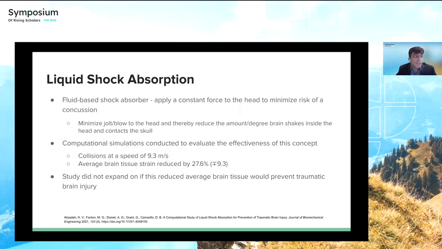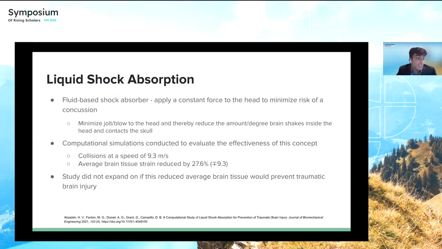The second mechanical preventative measure I researched was the liquid shock absorption model. This fluid-based shock absorber applies a constant force to the head to minimize the risk of a concussion. Essentially, it minimizes the jolt or blow to the head and thereby reduces the amount or degree the brain shakes inside the head and contacts the skull. The researchers in this study used computational models and conducted simulations to evaluate the effectiveness of this concept.